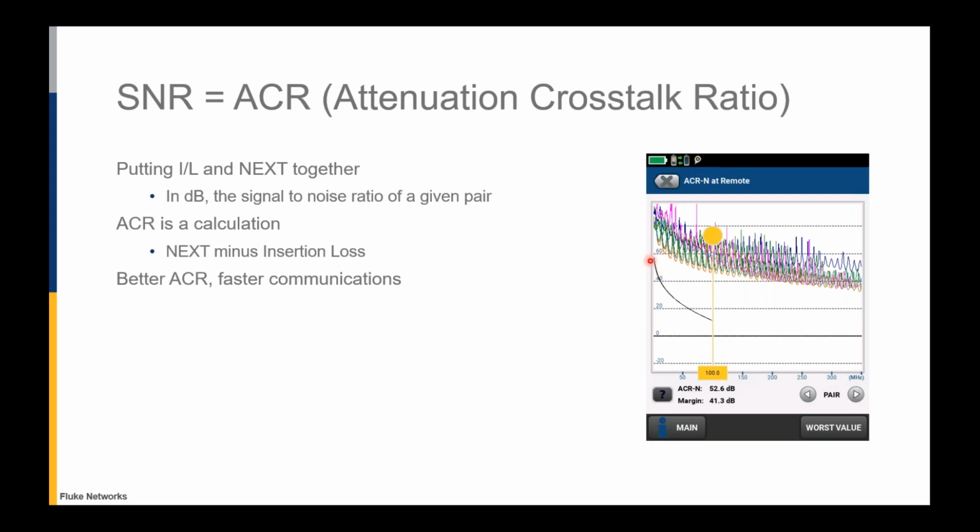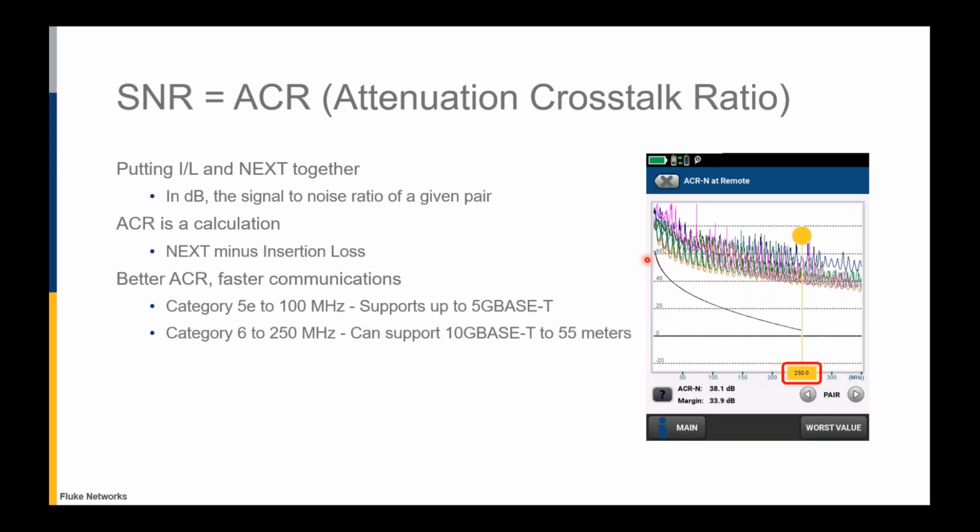Real quickly, what we're looking at here is the limit line, the height of the bridge, if you will, the minimum height of the bridge for category 5E. And we see that this goes out to 100 megahertz. I'm going to leave my cursor right here at about 58 dB to show the difference between category 5E and category 6. So category 6, the line is a little bit higher, a little bit tighter, and it goes out to 250 megahertz.